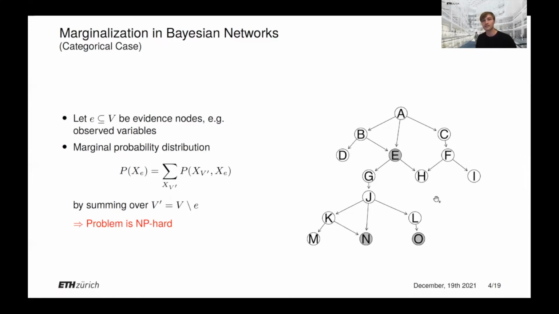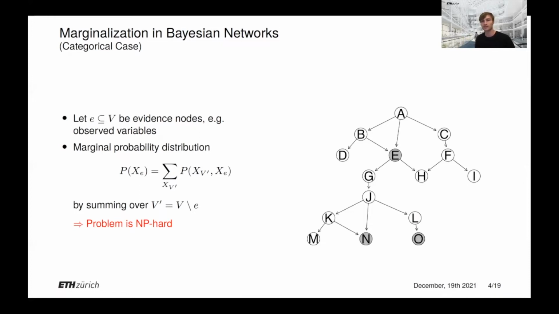And as you can probably see by the way that I've introduced this problem, this is an NP-hard problem, because to get the probability of E, N, and O, so of the evidence, you need to sum over all of the possible states of the non-observed variables, right? So if this problem is NP-hard, that essentially means that computationally it's not applicable in high-dimensional settings.